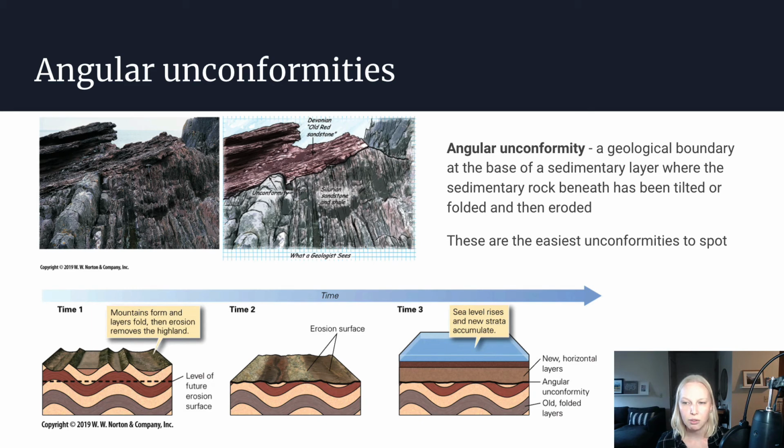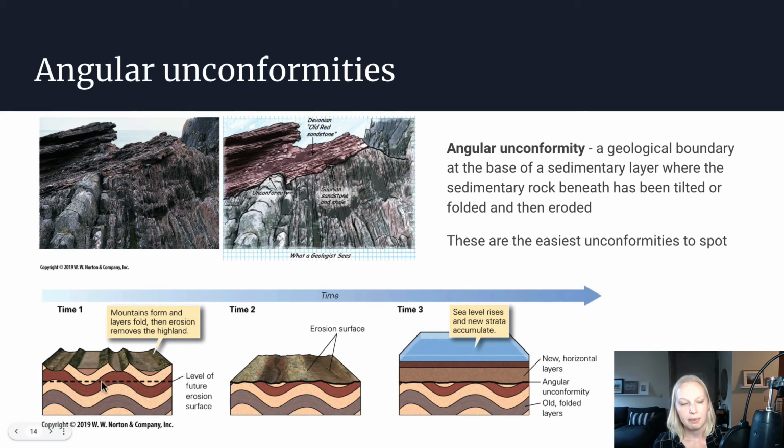Basically, angular unconformities are a geological boundary at the base of a sedimentary layer where the sedimentary rock beneath it has been tilted or folded and then eroded down. So the sequence of events to lead to an angular unconformity looks like this.